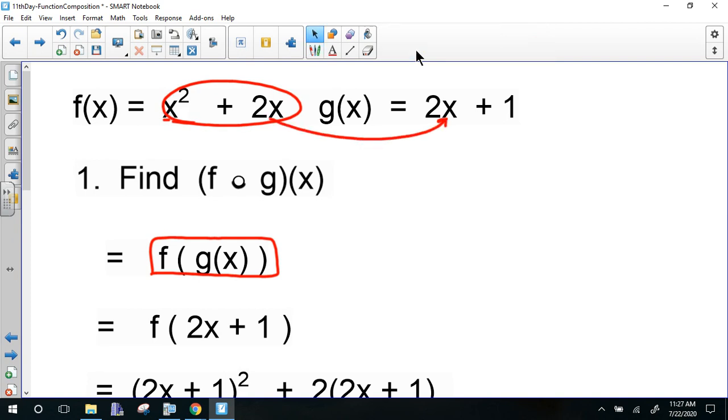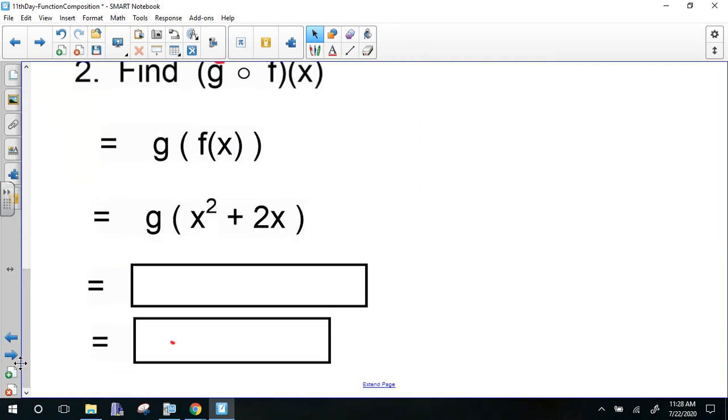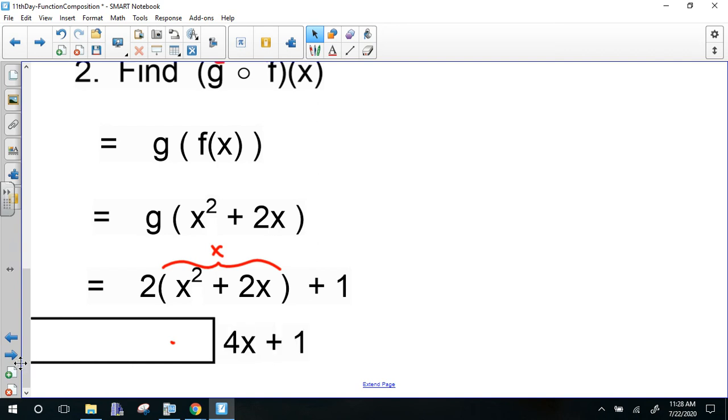Okay, that's what I'm doing on this one. So I'm going to take that x squared plus 2x and plug it in for x. This used to just be an x right here. All right, I'm going to do the math. I'm going to distribute the 2 and add the 1. And I get 2x squared plus 4x plus 1. The reason we're doing this is you're going to need it for the next section when we talk about inverses of functions.